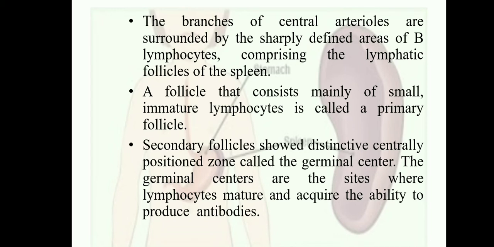Now the second one, the secondary follicles, are responsible for showing the distinctive, centrally positioned zone called the germinal center. Within these germinal centers are the sites for the production of lymphocytes, which means they are the site for antibody secretion. Within this germinal center there are plasma cells which secrete the antibodies. This means the primary follicles are converted into secondary follicles after the antigenic stimulus.